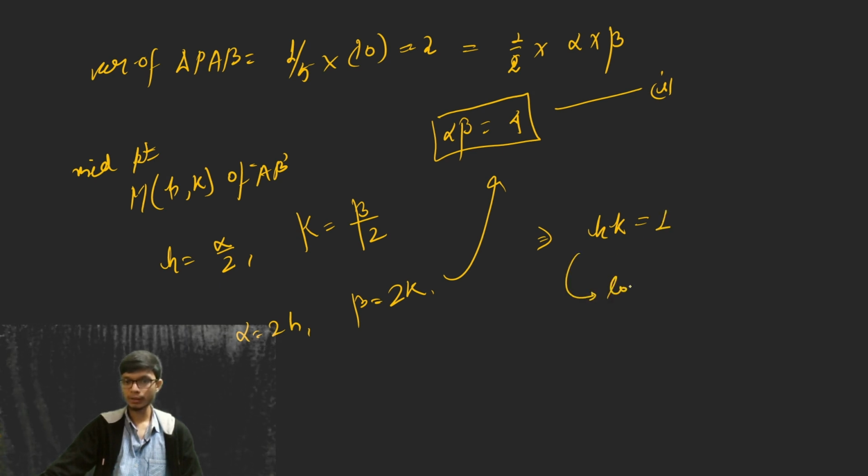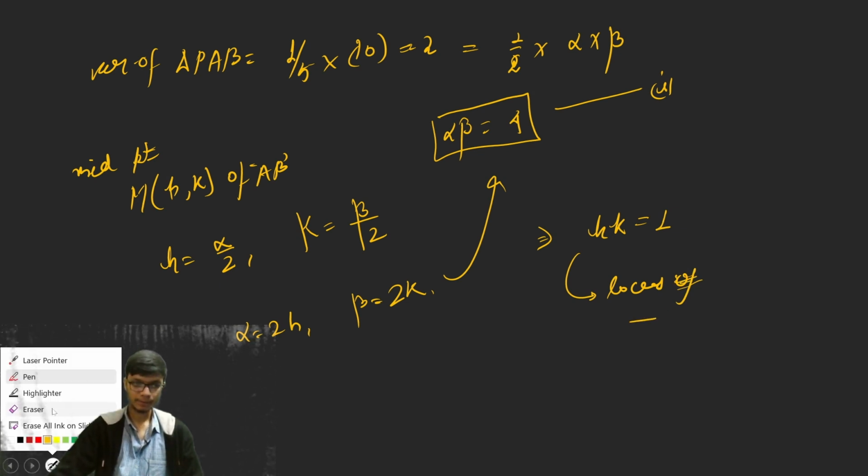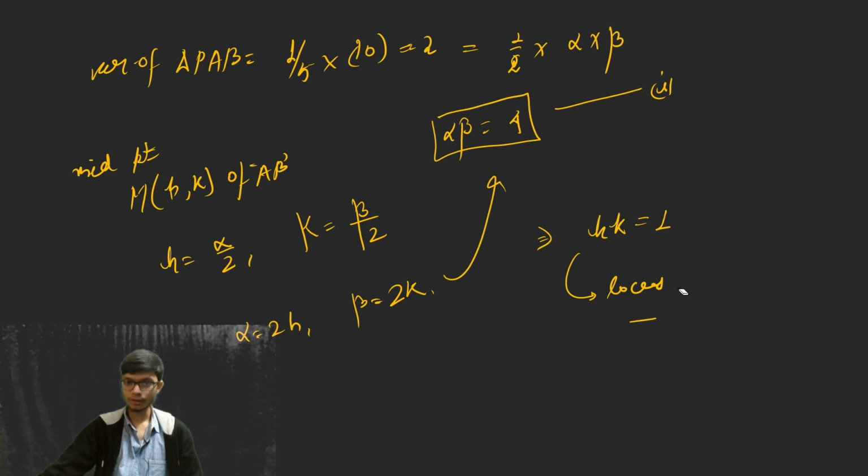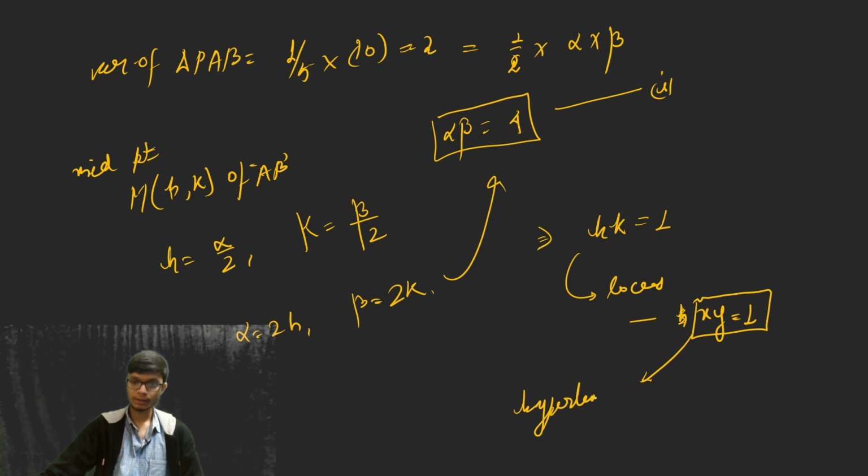So what is the equation of the locus? The locus is h into k is equal to 1, which gives you x into y is equal to 1. Okay, x into y is equal to 1, which is a rectangular hyperbola.